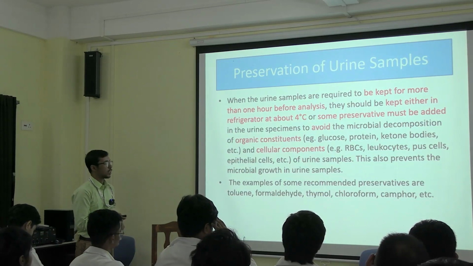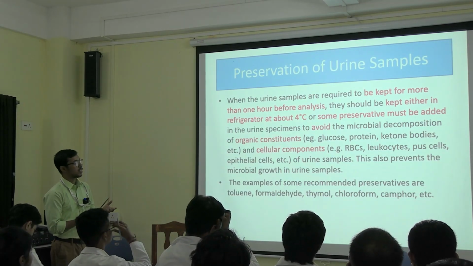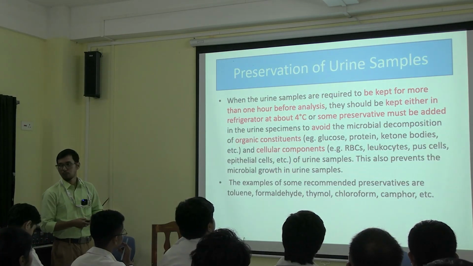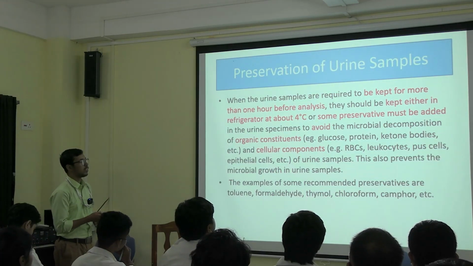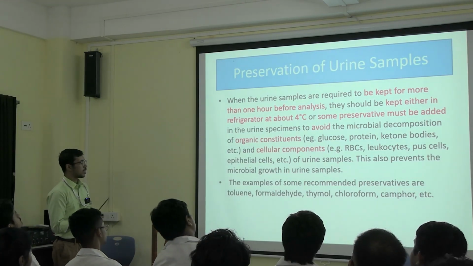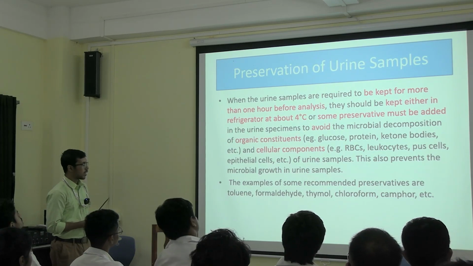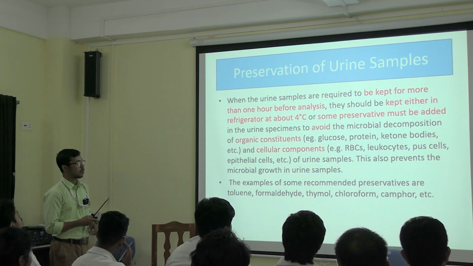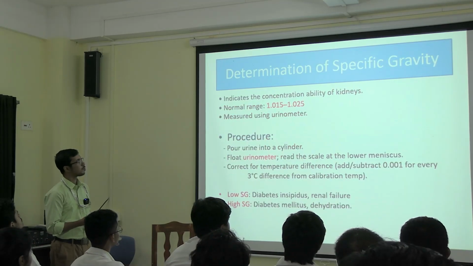Then there are cellular components that can be passed in urine, which are preserved by preservatives for a long amount of time, like RBCs, leukocytes, pus cells and epithelial cells in the urine sample. These preservatives also prevent microbial growth in the urine sample. Some recommended preservatives are toluene, formaldehyde, thymol, chloroform, and camphor.